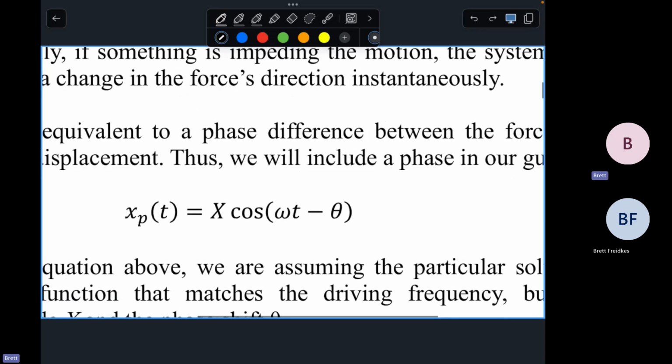So the big difference between the undamped case and the damped case is now we introduce this phase delay. This exists because of the damper.